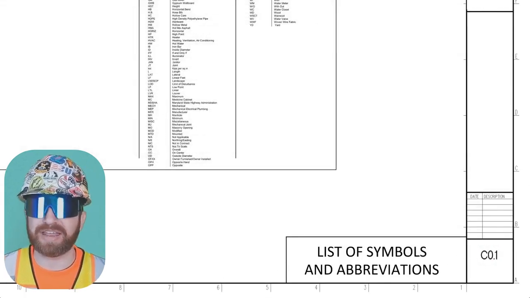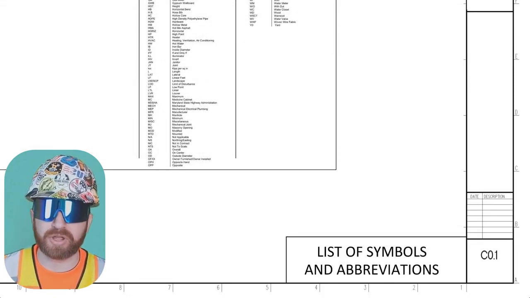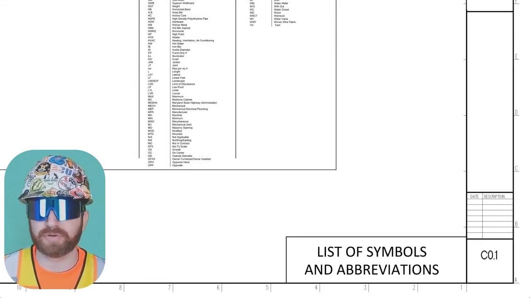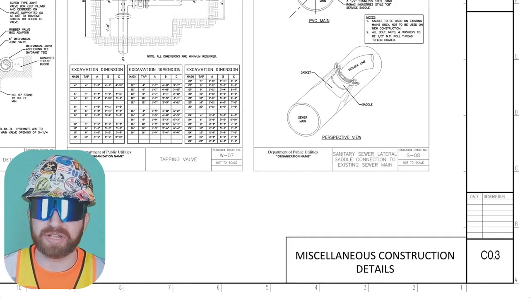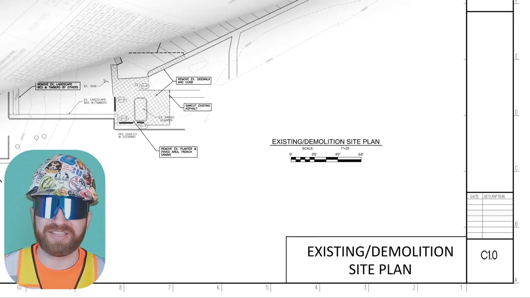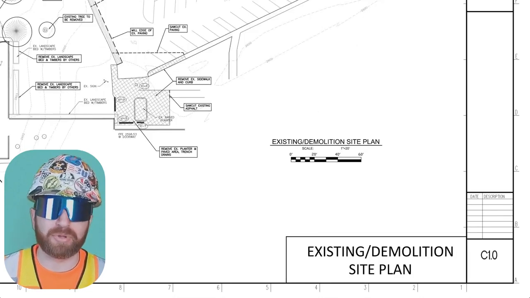C0.1, list of symbols and abbreviations. This is great because we're going to use this as a reference tool as we get further into the details. C0.2, miscellaneous construction details. C0.3, miscellaneous construction details continued. C1.0, existing and demolition site plan.